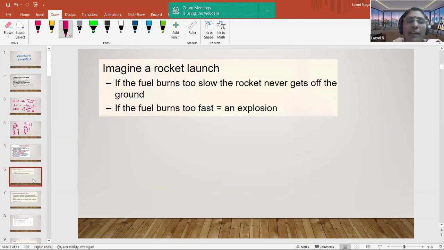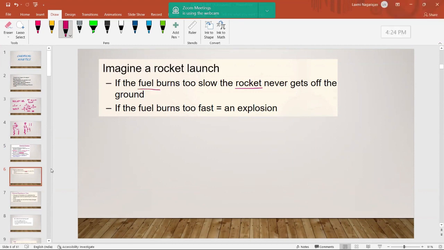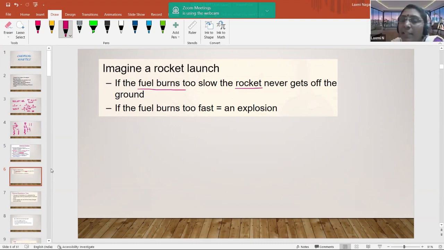Just to have an introduction to the lesson in front of the children: a rocket is supposed to get shot up like anything so that it leaves the Earth's gravity. What if the fuel burns too slowly? Don't you think that chemical kinetics is important at this point? If the fuel burns too fast, it leads to an explosion. So reaction rates are important to us.